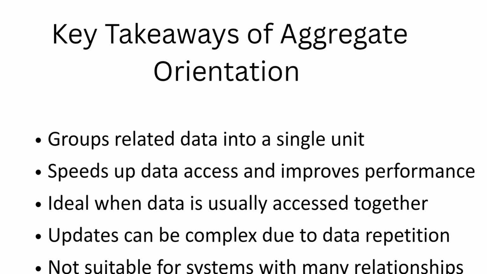To sum up, aggregate orientation means grouping related data together. It helps make data access faster and simpler, especially in NoSQL databases. But it also brings some problems like repeating data and harder updates. So we should use it carefully, depending on the type of data and the system we are building.